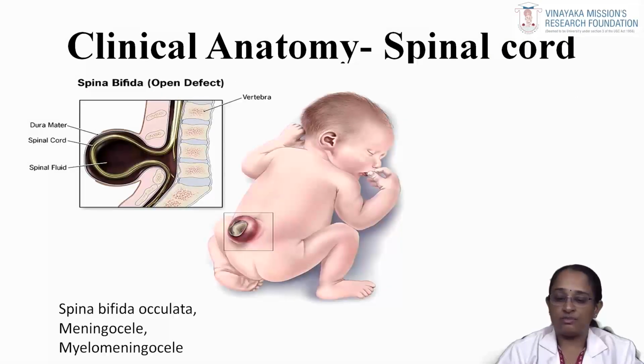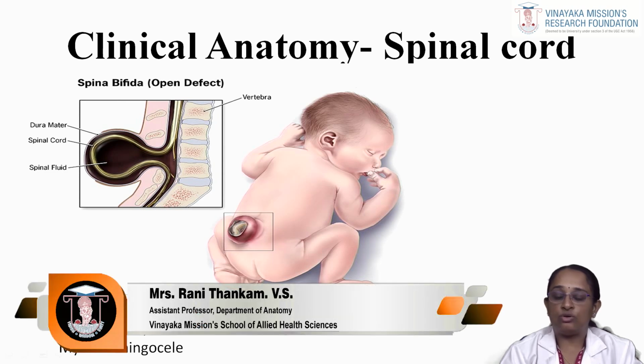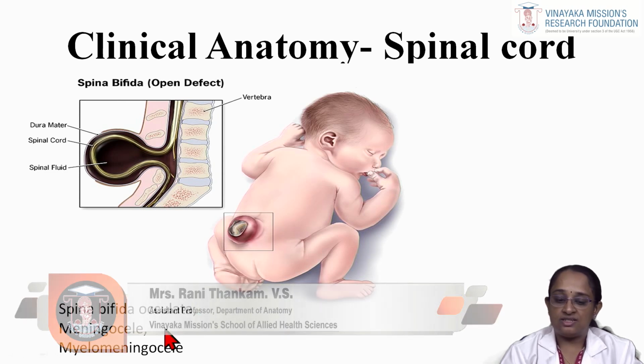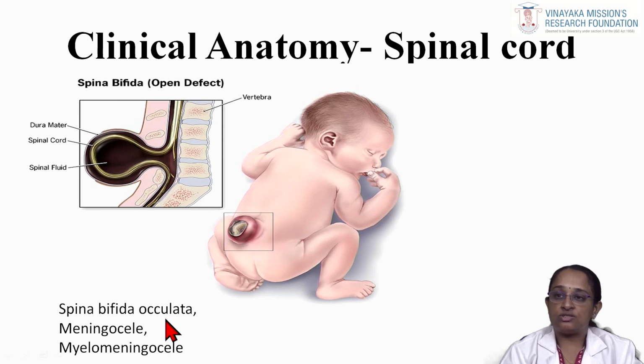Then next one, spina bifida. You all know that it is a congenital anomaly. That's why the baby's picture will be there. It is a congenital anomaly where the spinal cord or the spinal contents come out through the opening of the vertebrae. It is divided stage-wise as spina bifida occulta, that is the first stage. Second one, meningocele, and the last stage, myelomeningocele.